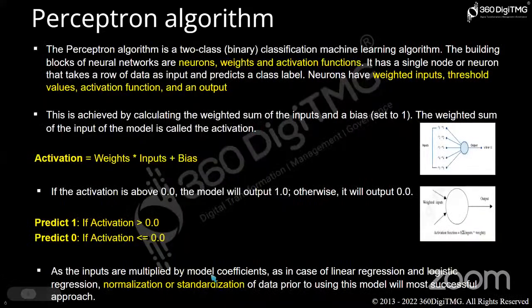Now all the inputs are multiplied by model coefficients. You can see these model coefficients, weights, we can say. As in the case of linear regression or logistic regression, normalization or standardization of the data prior to using the model will be the most successful approach. Like this, we will be adding weights to the inputs to find this activation.